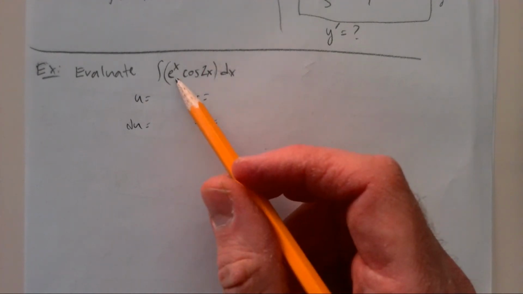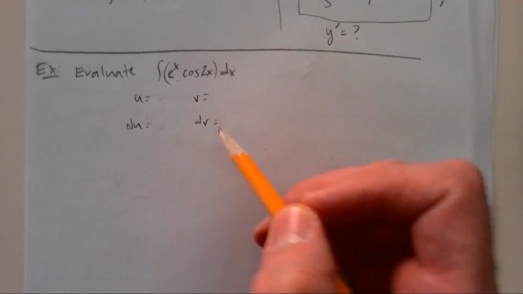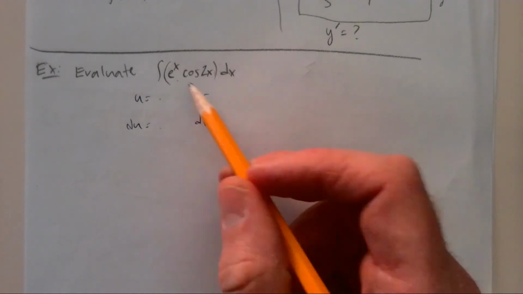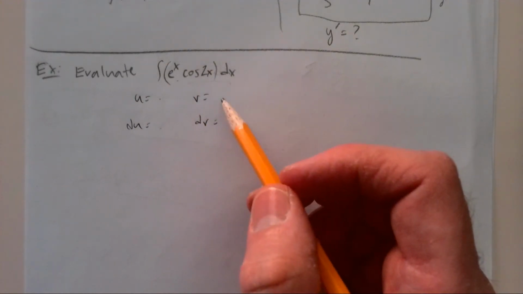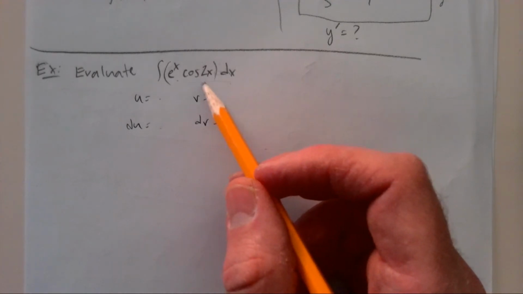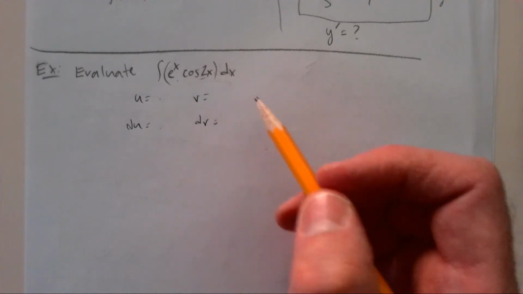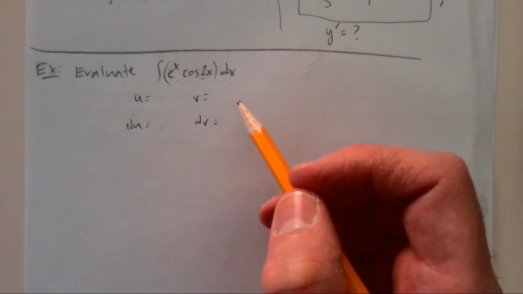If we let u equal e to the x, du is going to be pretty simple. That would mean that dv would have to be cosine of 2x dx, which we can find the antiderivative of. We just have to worry about, that's not just cosine of x, there's a 2 in that argument. So we're going to have to worry about some constants to multiply and divide just to balance things out.